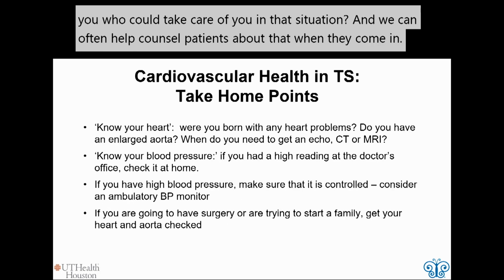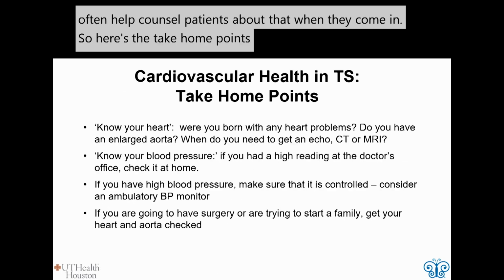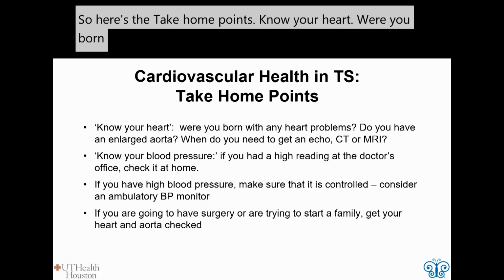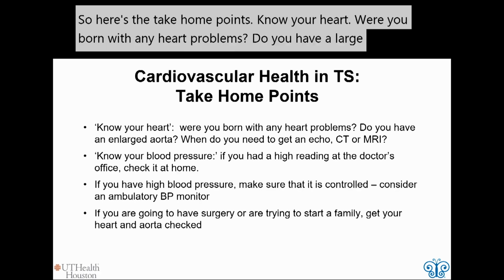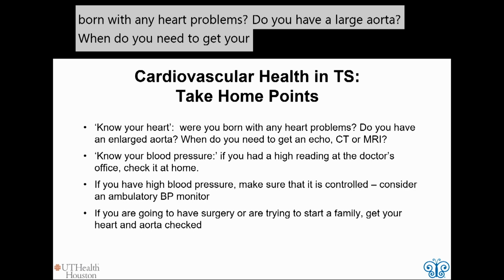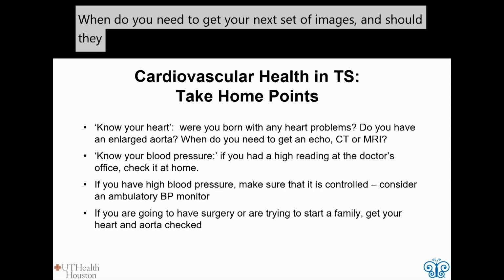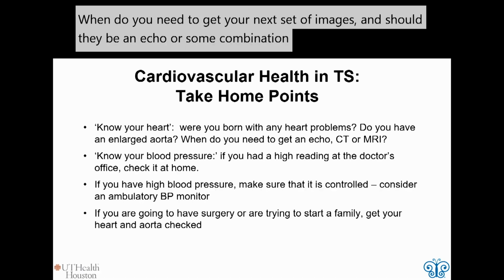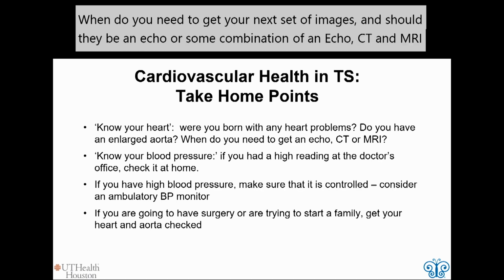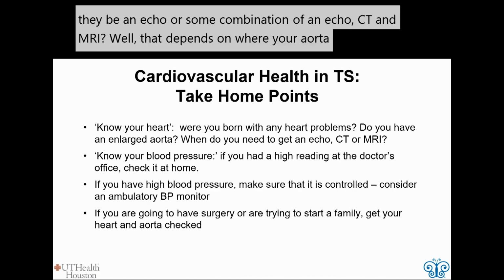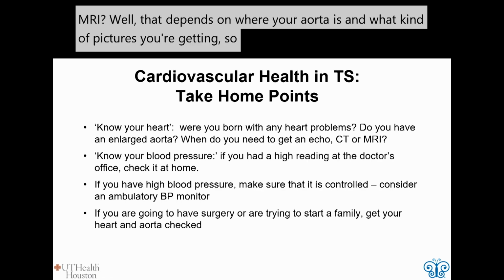So here are the take-home points. Know your heart. Were you born with any heart problems? Do you have a large aorta? When do you need to get your next set of images? And should they be an echo or some combination of an echo, CT, and MRI? Well, that depends on where your aorta is and what kind of pictures you're getting. So it's not just enough to get an echo.